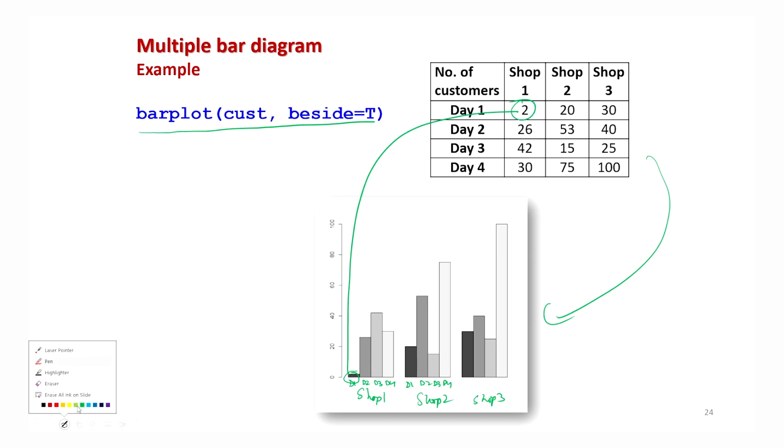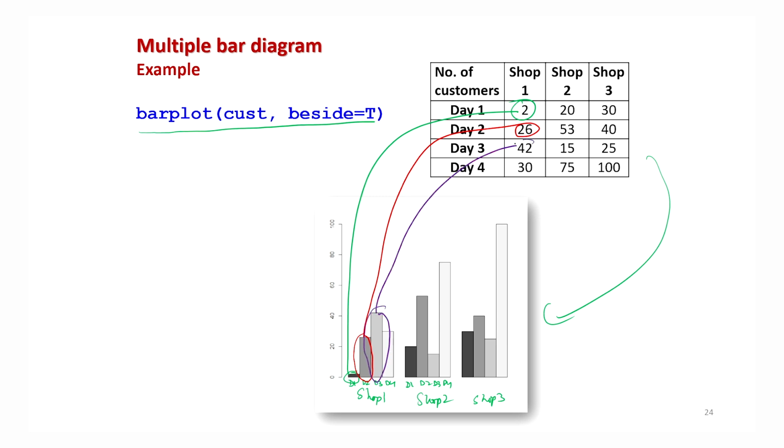And if you try to see this height, it is nothing but this height. And if I try to change the color, this second height, this value here is 26. Then after that the third height is day number 3 in shop number 1. And after that the fourth height is this value 30, which is shop number 1 on day 4, and similarly others will go.